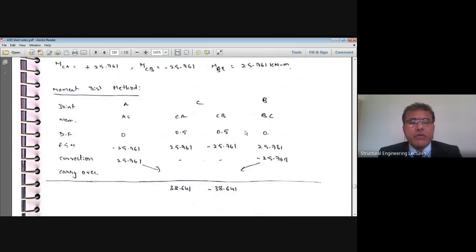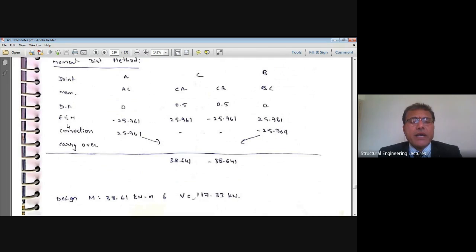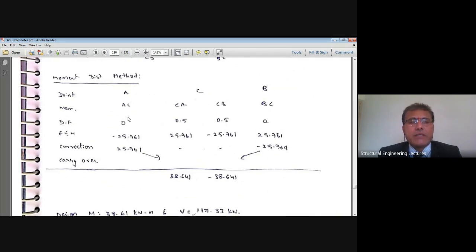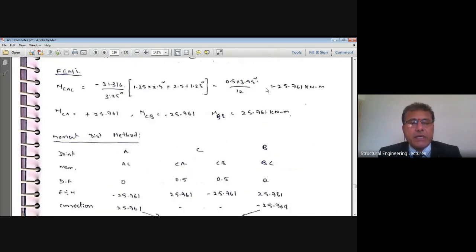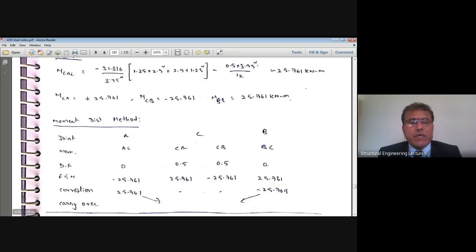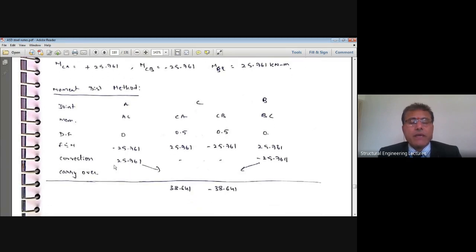Once I write these distribution factors in this row, then I'll write the fixed end moments. Just now we have seen that at A it is minus 25.761, units are kilonewton meter. Likewise, for CA it is 25.761. For CB, minus 25.761. For BC, 25.761.